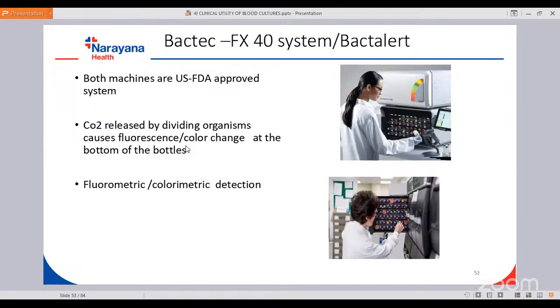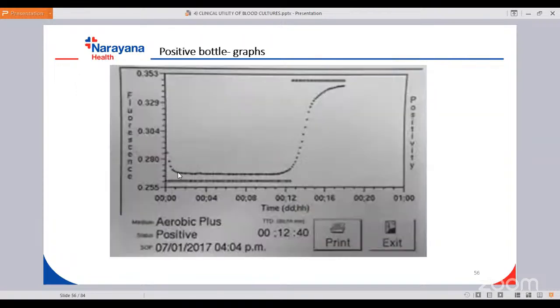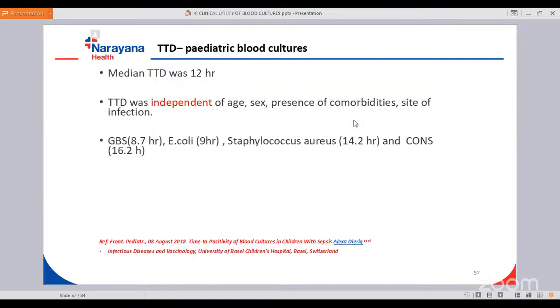They pick up the carbon dioxide released by the dividing organisms, either by fluorescence change or color change. So the color at the base of the bottle changes to yellow if it is positive. The machine picks it up, takes a reading at the base of the bottle, and forms a dot in the graph. As the color change increases, the graph rises and the bottle is flashed positive.